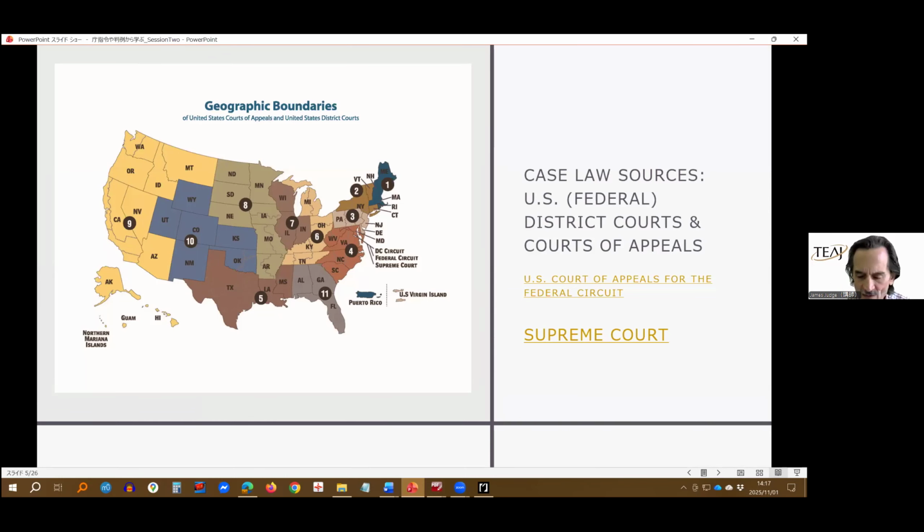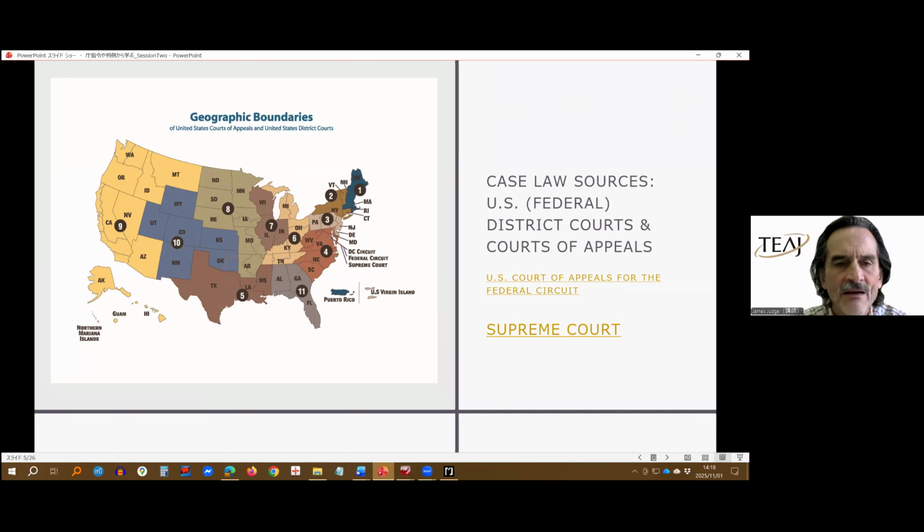Oh, before we do that, I just wanted to show everyone very briefly where I got a lot of the information for today's presentation. And also just to make clear what the origin of these federal case decisions is. And that is namely the district courts.